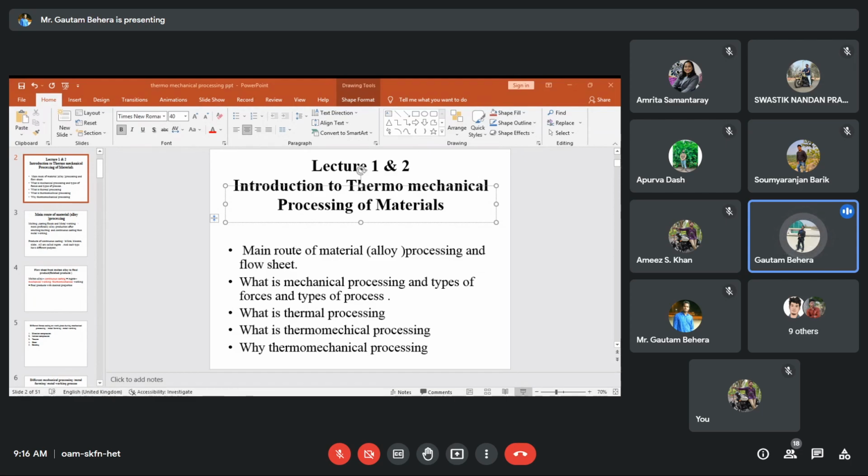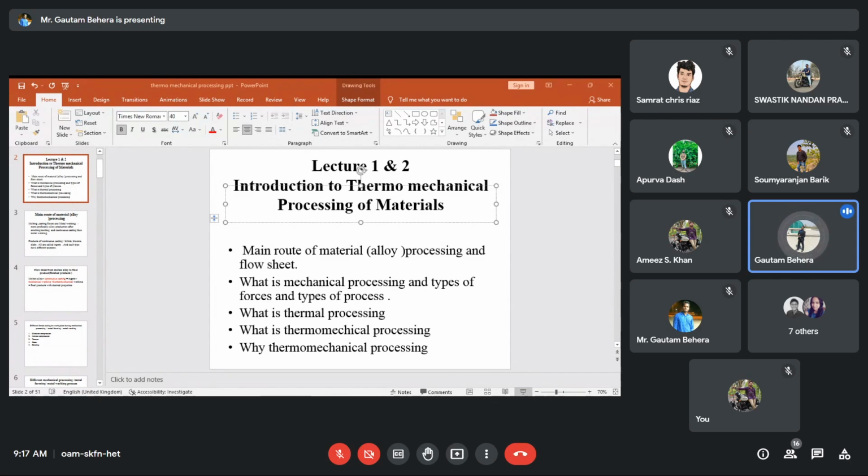So, the main route of metal or alloy processing. We know that we don't deal with metals basically, we deal with alloys. And here, since we are metallurgists, we basically focus on thermomechanical processing of metallic materials, alloys. When we process any materials, there are basically two routes.